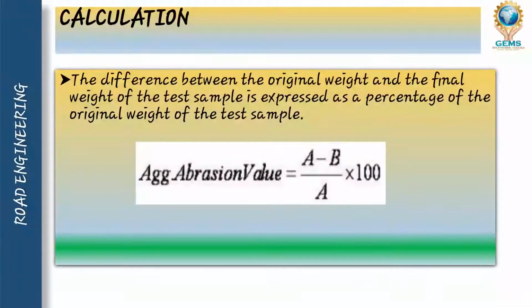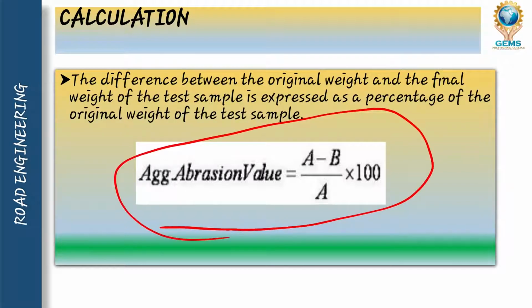Then the difference between the original weight and the final weight of the testing sample is expressed as a percentage of the original weight of the testing sample. For finding the abrasion test value, we should calculate according to this formula. As you can see in this image, the abrasion test value is equal to (A minus B) divided by A into 100.